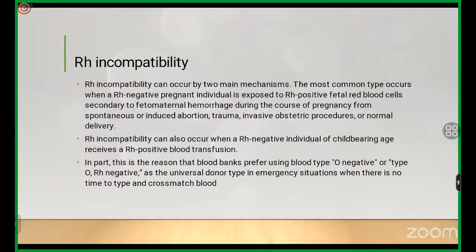Now, RH incompatibility can occur by two main mechanisms. The most common type occurs when a rhesus negative pregnant individual is exposed to a rhesus positive fetus or fetal red blood cells. Secondly, due to fetal maternal hemorrhage during the course of pregnancy, for spontaneous or induced abortion, trauma, invasive obstetric procedures, or normal delivery.